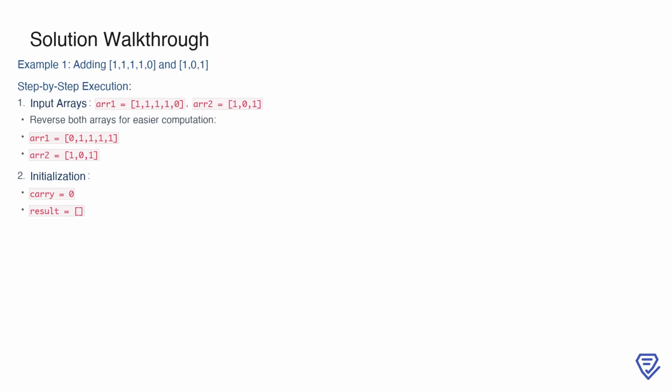To solve the problem of adding two numbers in Negabinary, let's start with an example. We are given two input arrays, ARR1 equals 11110 and ARR2 equals 101. Since Negabinary addition works from the least significant bit upwards, the first step is to reverse both arrays. This makes ARR1 equals 01111 and ARR2 equals 101, allowing us to process them from the rightmost bit to the leftmost. Next, we initialize two variables: carry, which starts at 0, and an empty array called result, which will store the digits of our final answer as we calculate them. With this setup, we are ready to begin adding the digits of the two arrays step by step.